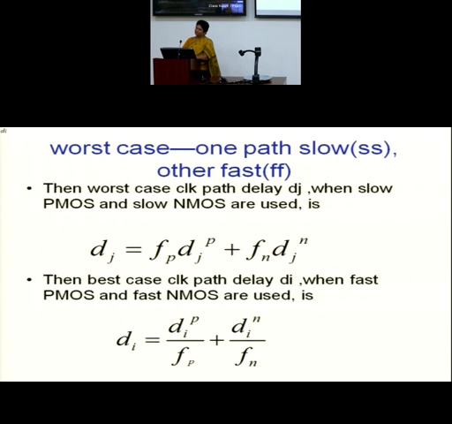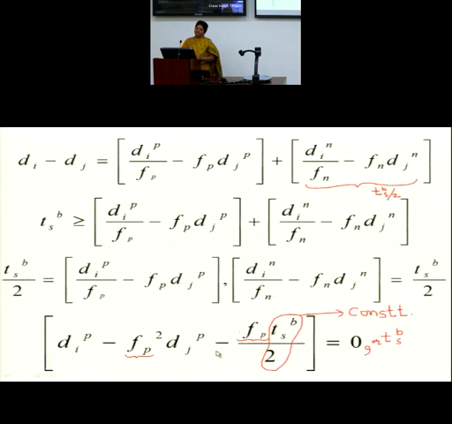The J path is becoming slow, so it is FP times DJP plus FN times DJN. Both transistors are becoming slow here and both transistors are becoming fast in the Ith path. These are the worst case skew conditions we are taking. Here both are becoming slow, so delay is increasing, and both are becoming fast, so the delay is decreasing. Now I compute Di minus Dj. I write the expression for Di minus Dj, this component minus this component, in terms of pull up and pull down, and then you simplify.